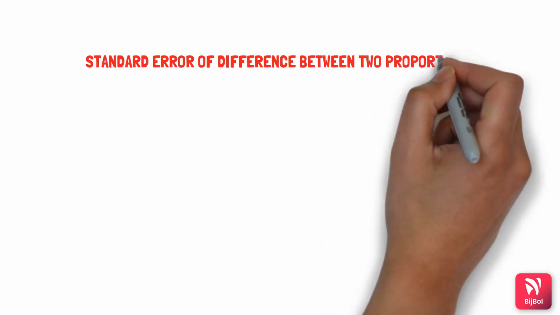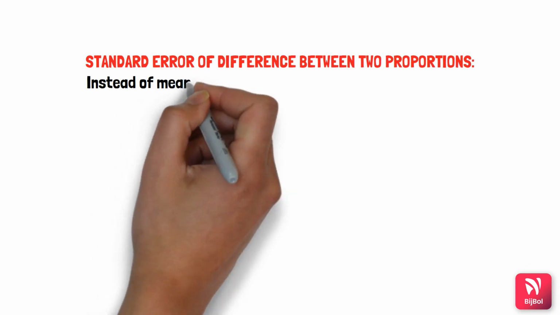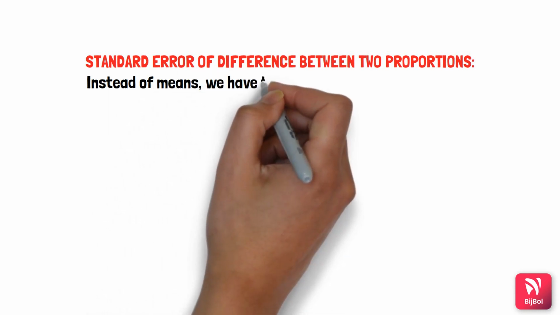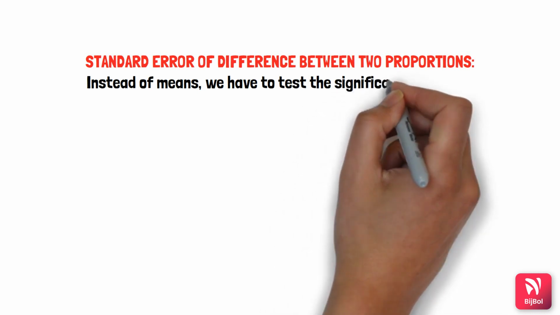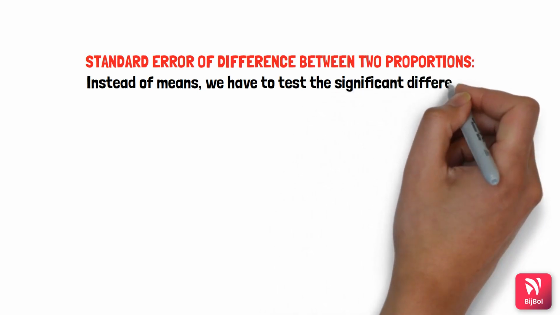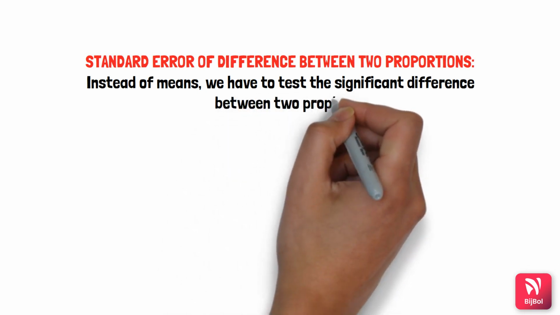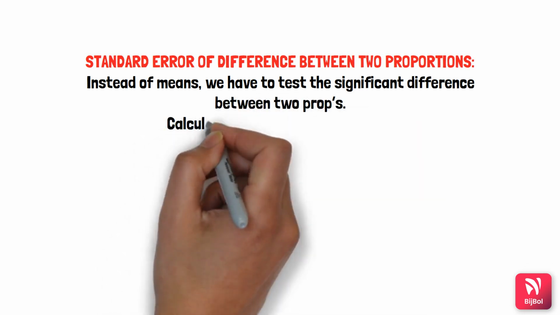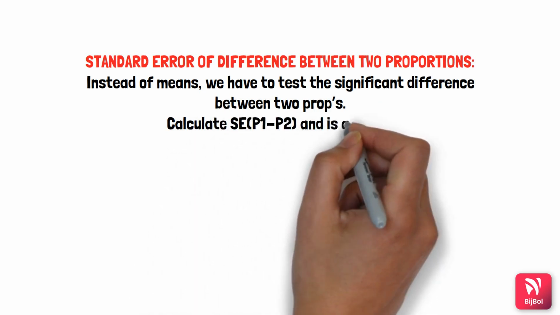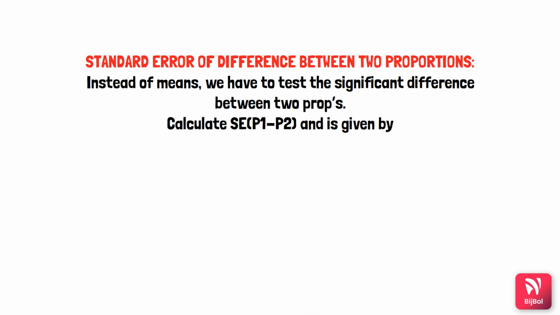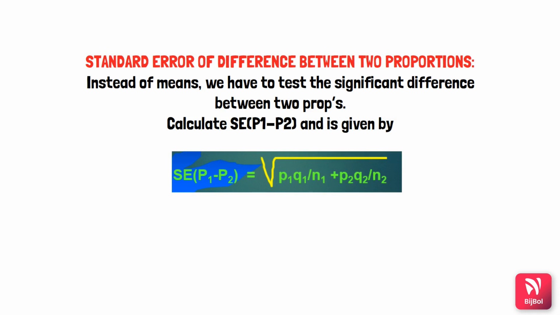Similarly, just as we have seen the standard error of difference between two means, we even have the standard error of difference between two proportions. Here, instead of means, we have to test the significant difference between the two proportions. So here also you have two groups because you are calculating the difference. One is the control group and one is the experiment group, but with proportions, again suppose two quantities, males and females.